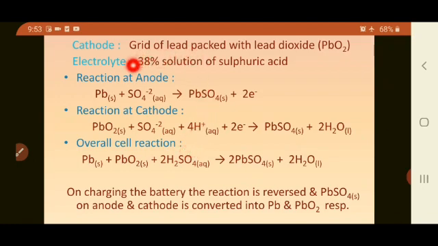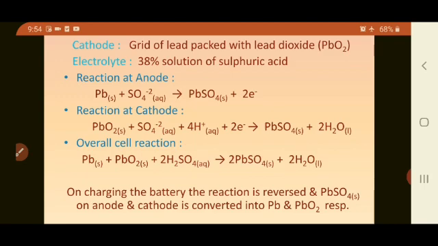38% solution means it is dissolved in water. So here we have written aqueous, right? Totally how many molecules of PbSO4 are formed? 2 PbSO4 plus 2H2O. So this is the overall cell reaction.